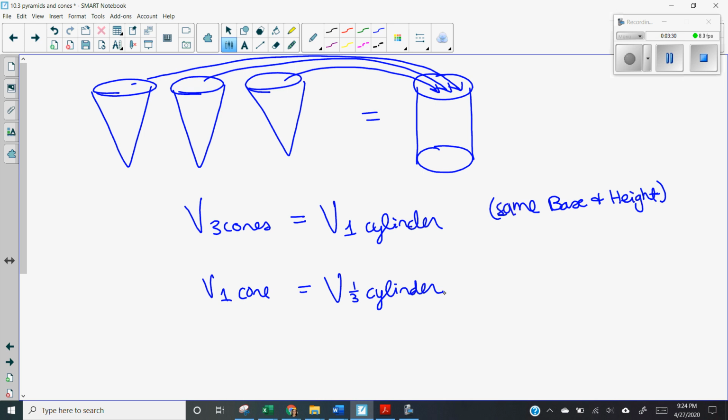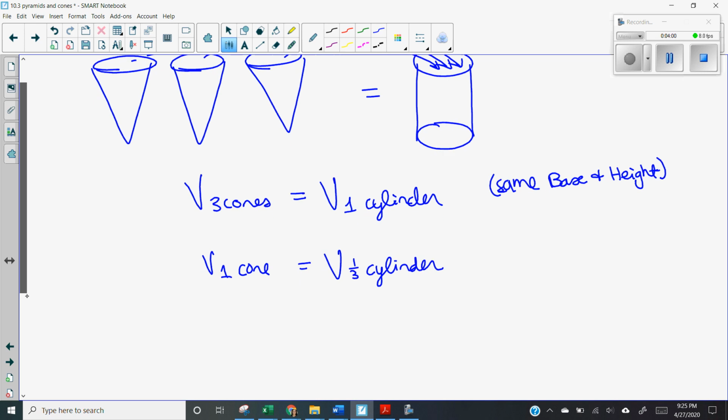So if I know how to find the cylinder's volume, which we do, is just area of the base, pi r squared times the height, I just divide it by 3 or multiply by 1/3 to find the volume of the cone. Okay, that same concept applies to pyramids as well. So if you had a pyramid and a prism, let's say you had a trapezoidal pyramid and the same trapezoid for a trapezoidal prism, it would take 3 of those pyramids to fill up the prism.